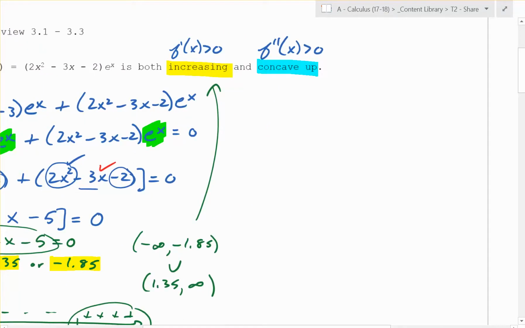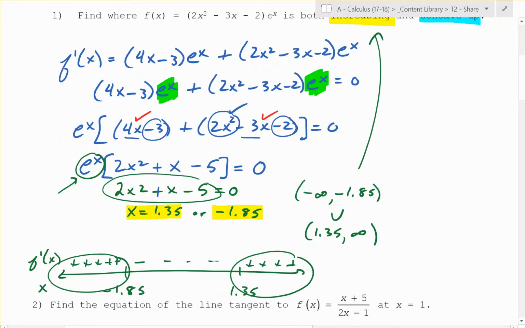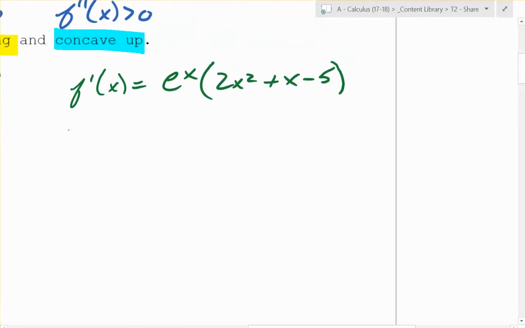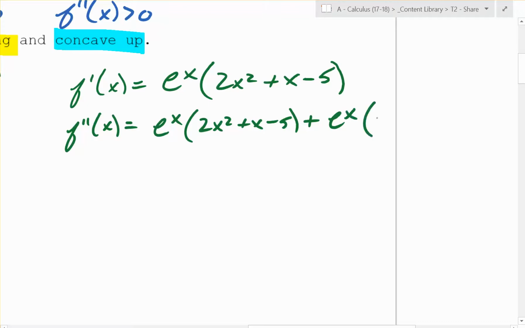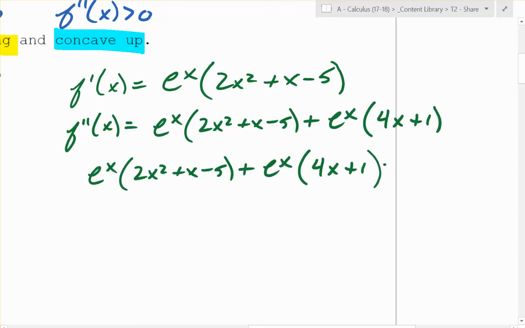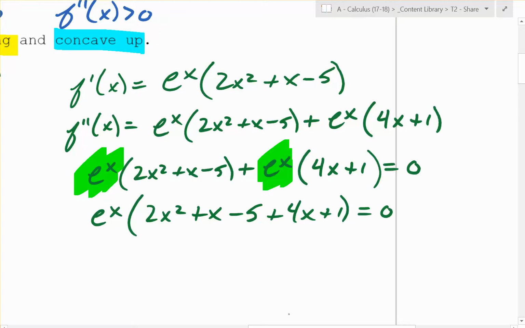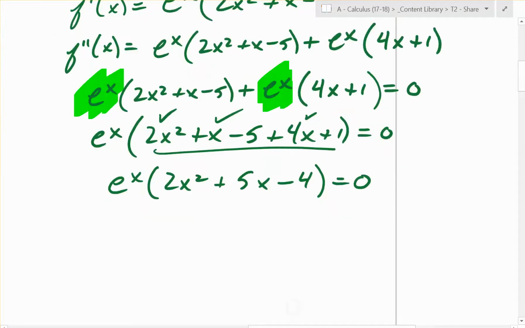Now we need to find out where it's concave up, which involves using the second derivative. And all I've done here is I've copied over the first derivative. Now we need to use the product rule to find the second derivative. And when we do that, the derivative of the first is still e to the x, and then times the second plus the first times the derivative of the second, which is going to be 4x plus 1. We're going to do the same thing we did before and search where it's positive, so we set it equal to 0, and again, we can factor out e to the x. When we factor out e to the x, we end up with e to the x times a quadratic, and let's clean this up. We end up with 2x squared plus 5x minus 4, and we want that to be nicely factorable.